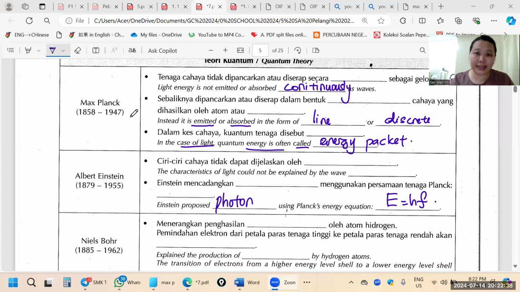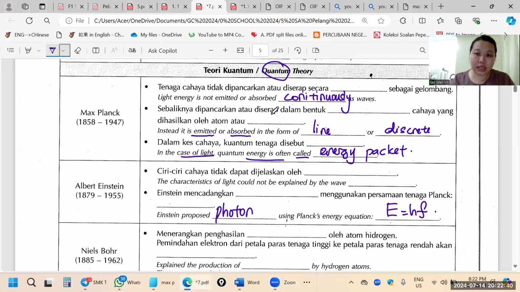So remember, quantum means a packet of energy. So energy is in packets, not continuous, but packets. Yichen says she only cares about what's inside. Okay, so now understand packet.